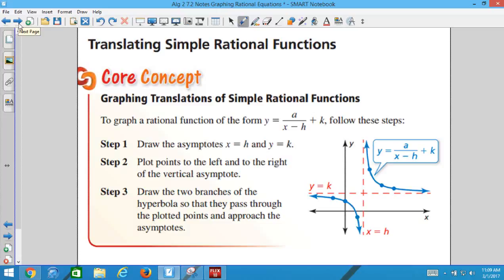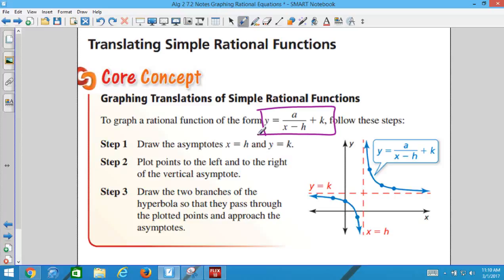Right, now we're going to do translations with it. Translations. Okay, so here's the form. You've done it so much now. You notice in the bottom there's an x minus h, so the h is the horizontal translation, and remember it's the same. If it's minus, then it's actually right. If it's plus, it's actually left.